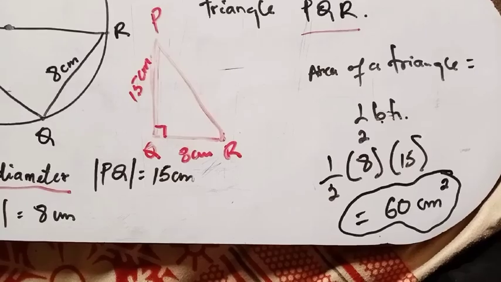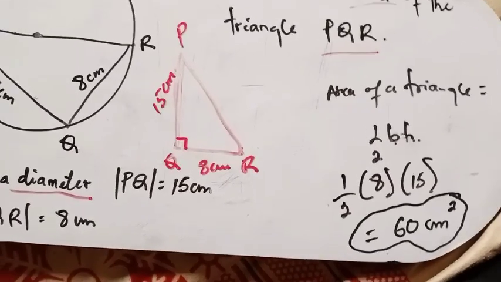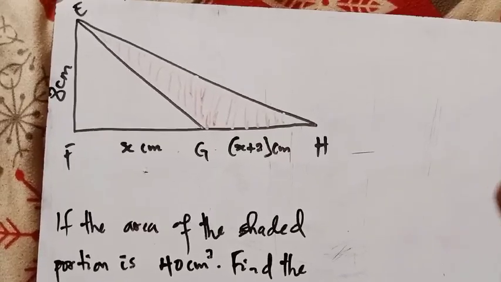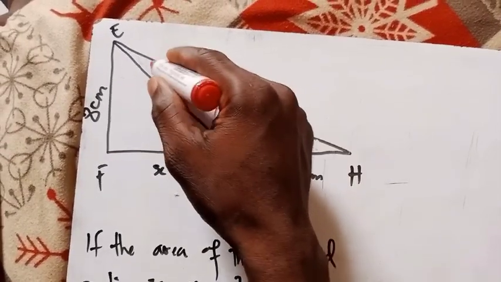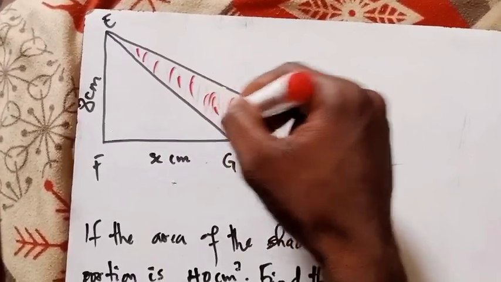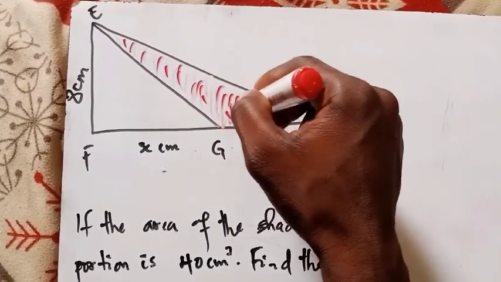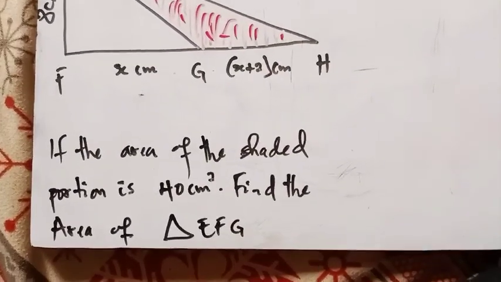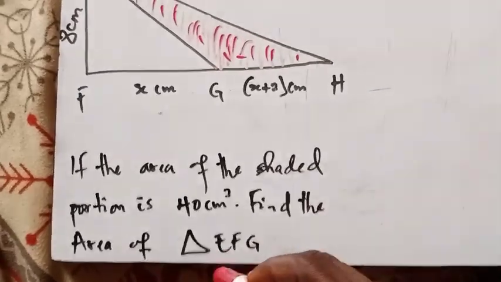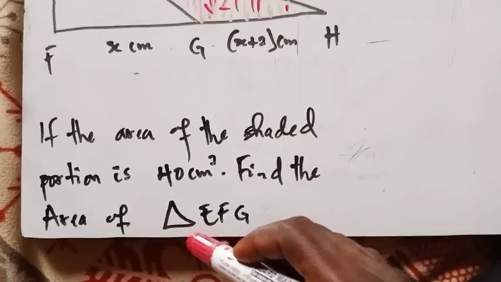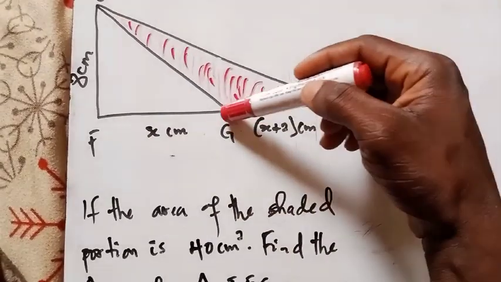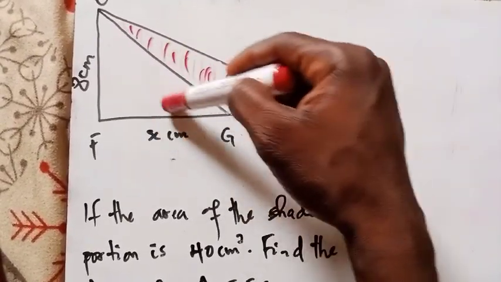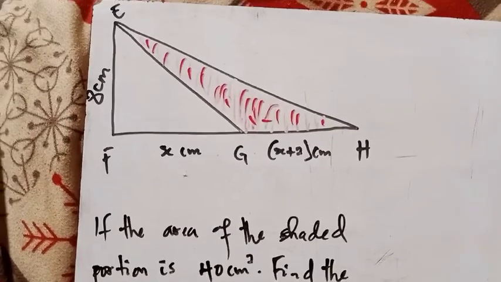Now let's have the other two questions that we posted earlier. So this is the second question with this diagram. So now this part has been shaded, right? The final question says that you should find the area of the triangle. So this is the notation of a triangle EFG. So this portion here is the triangle that the question is demanding us to find the area of.